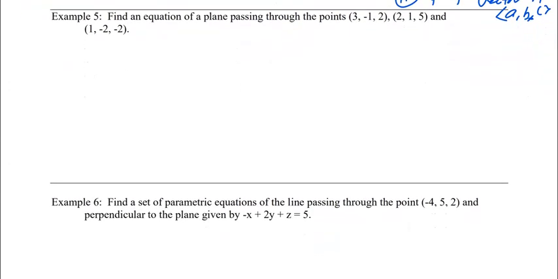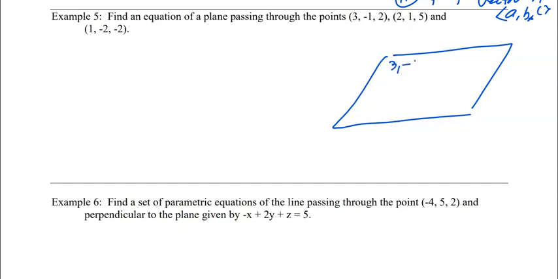Here, find the equation of a plane passing through the points. So you have a plane, you have 3 points, right? One is (3, -1, 2). That's 1 point. Another point is (2, 1, 5). And maybe the other point is (1, -2, -2). So if you have 3 points on the plane, find the equation of the plane, right?